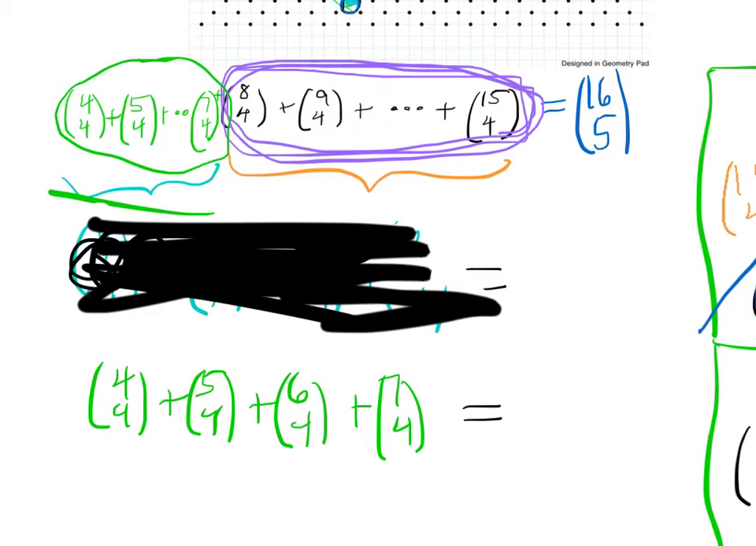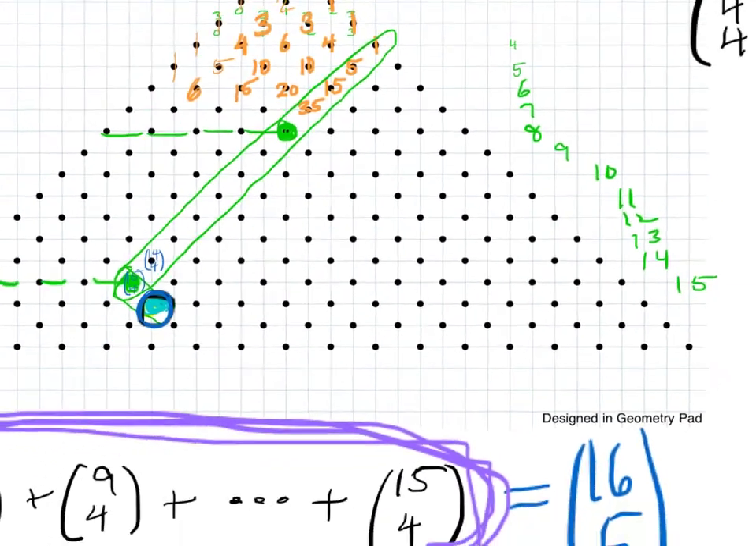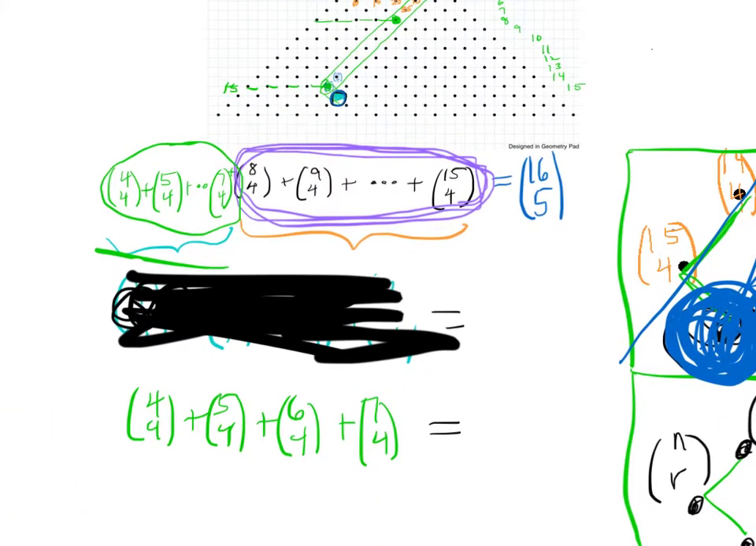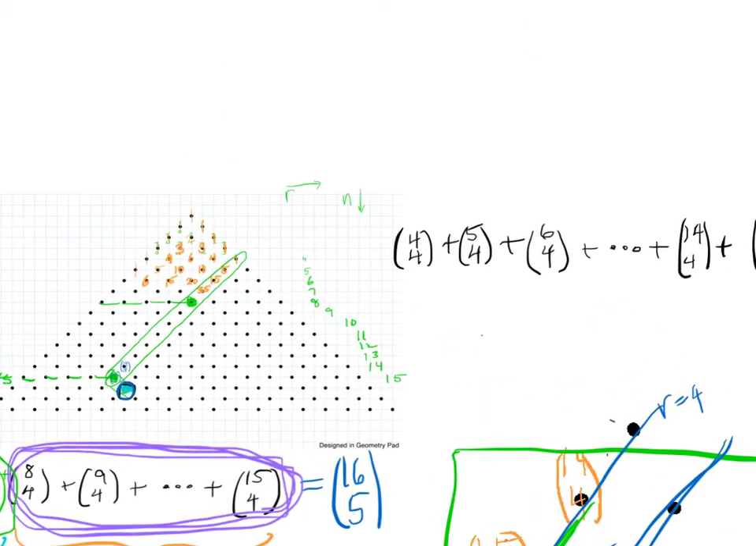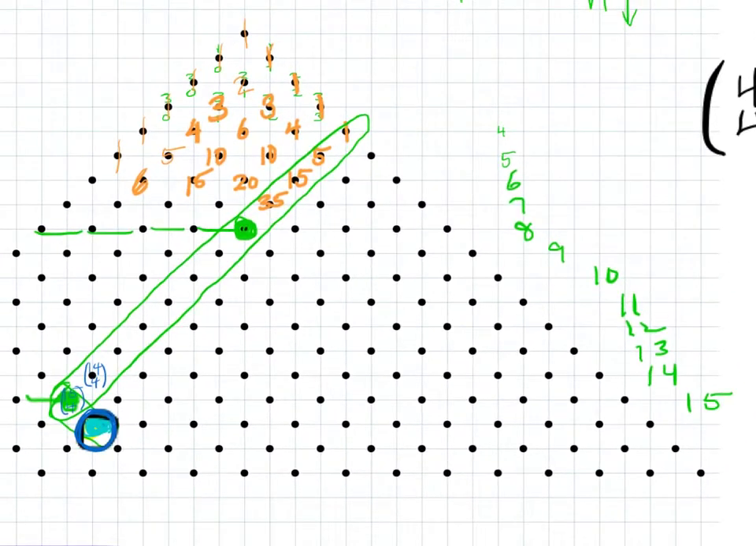Go back to the triangle. I like it when it's small. We're looking for this stuff. Where does it show up in Pascal's triangle? 4 choose 4 all the way up to 7 choose 4. So here, I'll turn on the red dot.